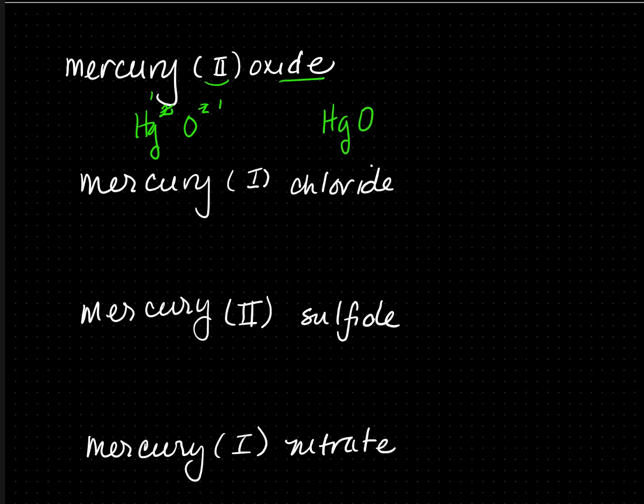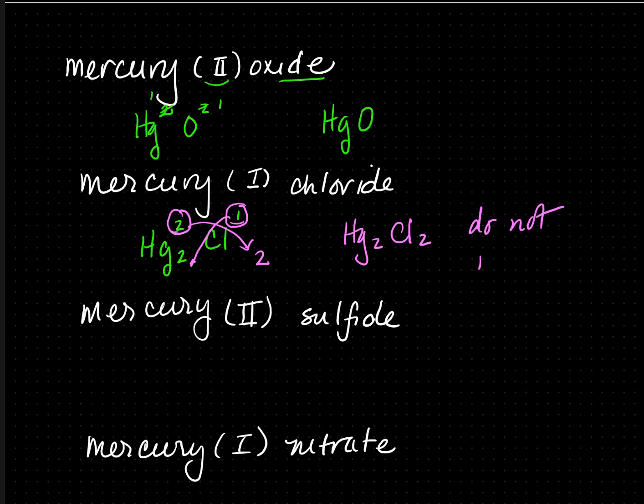Mercury 1 chloride. Mercury 1, you need to memorize this, is Hg2, 2+. Chlorine is Cl, charge of 1. The 2 and 1 are not reducible. So we bring the 2 from the mercury down to the chlorine, and we bring the 1 from the chloride to the mercury. So this becomes Hg2Cl2, and we do not reduce. Leave it as this to state this is mercury 1.